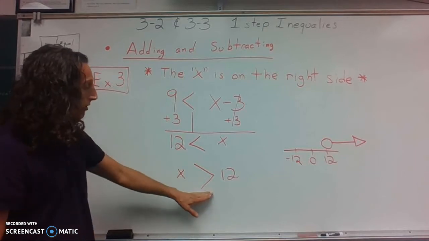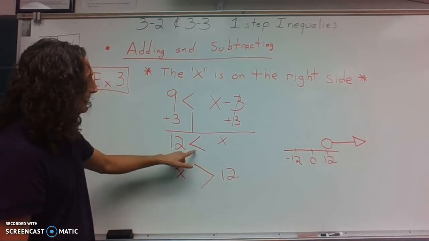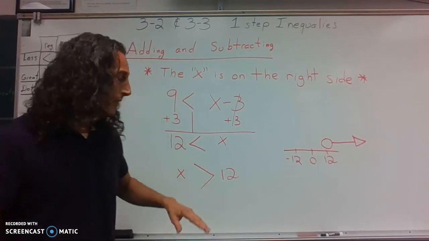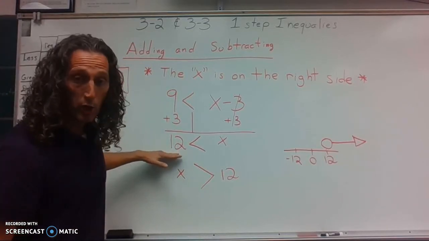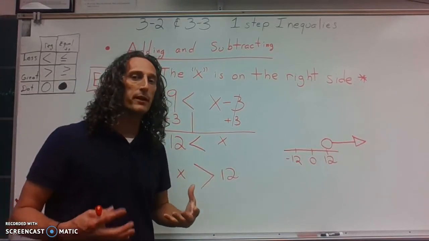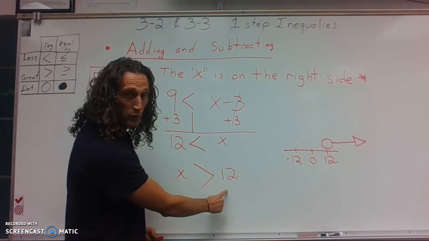So the inequality sign actually kind of changes. This is a greater than, and this is a less than. But again, it's point of view. If the 12 is smaller than the x, that means that the x has to be bigger. Well, this one says x is bigger than 12.